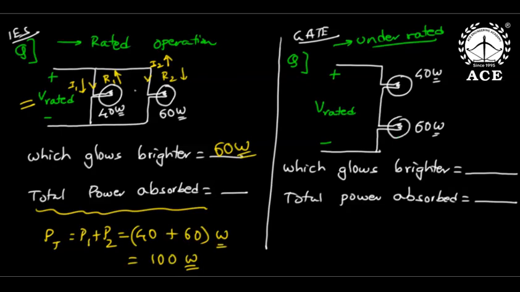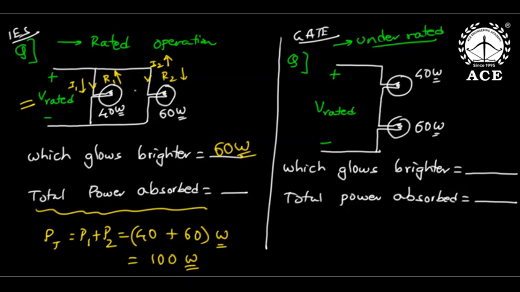So the left-side problem is a straightforward bit. Voltages are equal in parallel connection. Low wattage will have high resistance, high wattage will have low resistance. High resistance will draw less current, low resistance will draw more current. I square R product, if you take any numerical value also, will be more for 60 watt. So 60 watt is brighter. Now total power absorbed here, because both are rated operation, just add them.